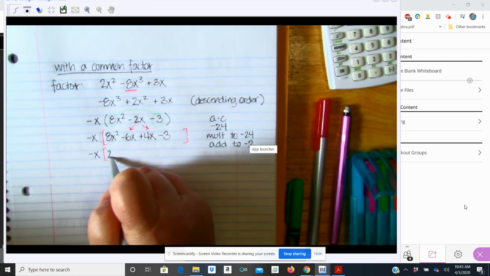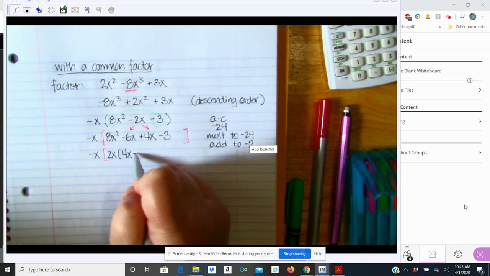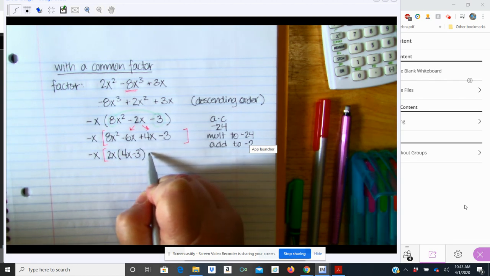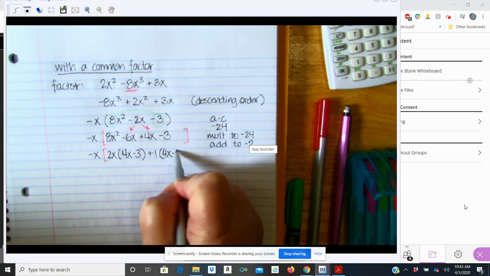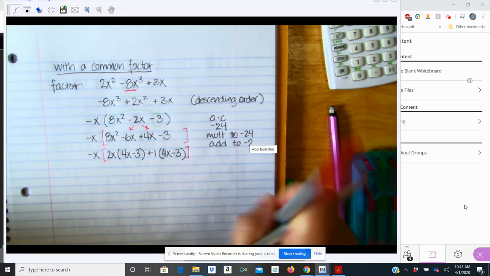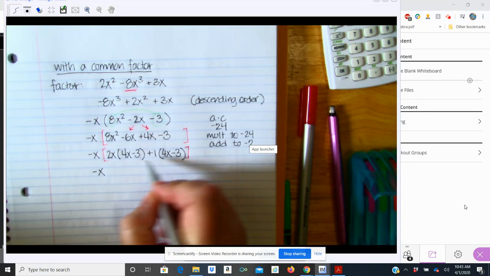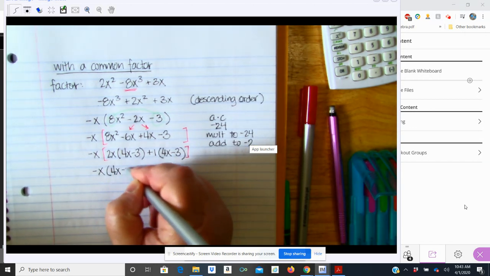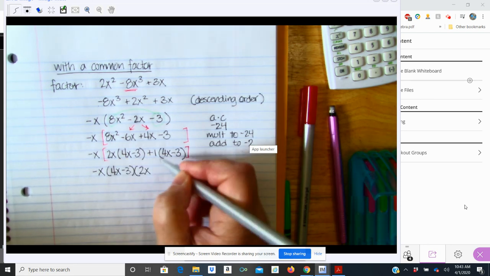I can pull a 2x out. 4x minus 3, I can't pull anything out of there, so I'm going to do a plus 1 times 4x minus 3. So this is going to give me a negative x. I can pull that 4x minus 3 out front. And then I'm left with a 2x plus.